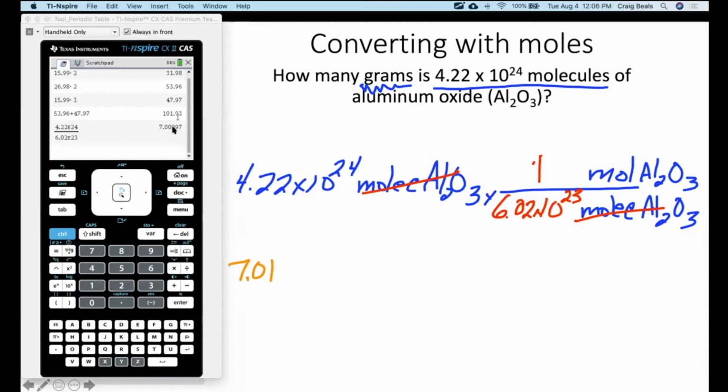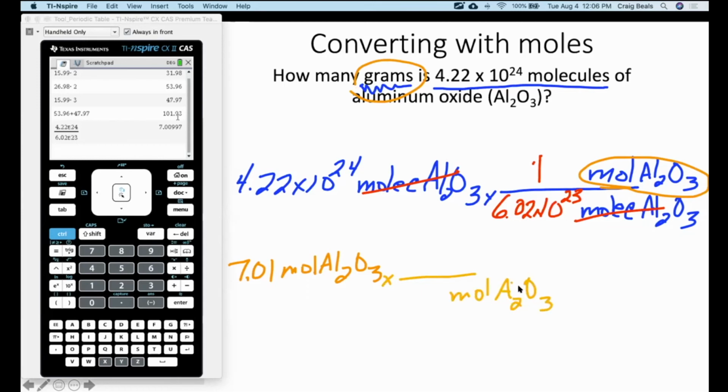I'm going to round that up to 7.01 because of something called significant digits. We won't worry about that right now, but that's why I'm rounding it. That's moles of Al2O3. How do I know it's moles? Because that was the only thing I had left up here. Now I'm in moles, but I want to be in grams. So I need another conversion factor right here to get rid of moles of Al2O3 and turn that into grams of Al2O3.